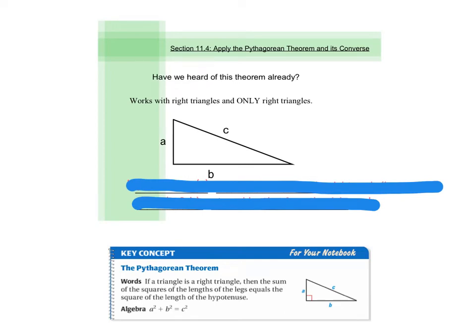Alright, you guys, today's lesson is on section 11.4, as it says up here. Apply the Pythagorean theorem and its converse. There should be 2 slides that go with my lesson today, so make sure you've got those. Either they're in your packet and you have them already, or on Schoology in our folder here.